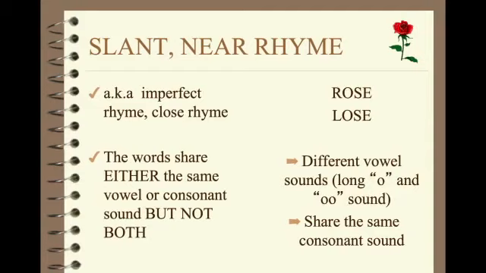And then finally, you might also have some slant or near rhyme. It's also known as imperfect rhyme or close rhyme. The words share either the same vowel or consonant sound, but they don't have both. Something has to be similar and something has to be different in order for it to be slant rhyme or near rhyme or close rhyme, such as the words rose and lose. They have different vowel sounds, that long O and oo sounds. However, they share the same consonant sound, that Z sound at the end, rose and lose.